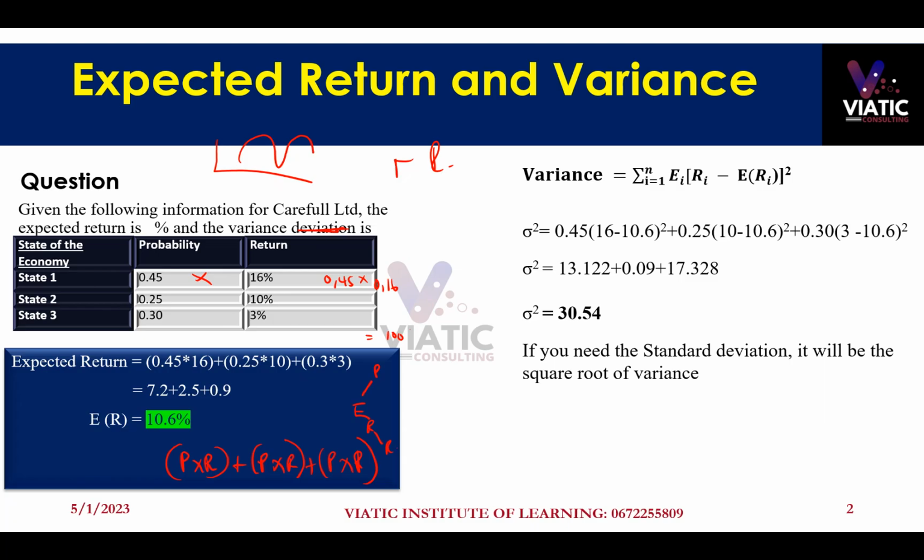Then we say 0.25 multiplied by 10% plus 0.3 multiplied by 3%. So here, if we solve, we get 7.2. Here we get 2.5. Here we get 0.9. Then our final answer is 10.6. So that's our expected return.